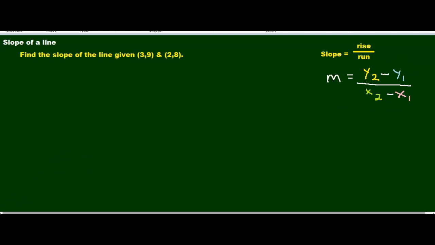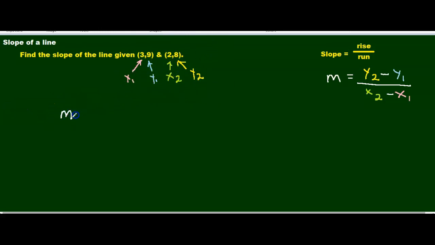Let's try this question. Find the slope of the line given (3, 9) and (2, 8). So, if you're new to finding the slope, what I recommend my students do is we label what our x1, y1, x2, y2 are. It doesn't matter which way we do it. But I'm just going to put this as my x2, and this is my y2. This is my x1, and this would be my y1. Just because this came first, I label it 1, and this came second, I label it 2. Okay? Helps you keep track of which is x1 and y1.